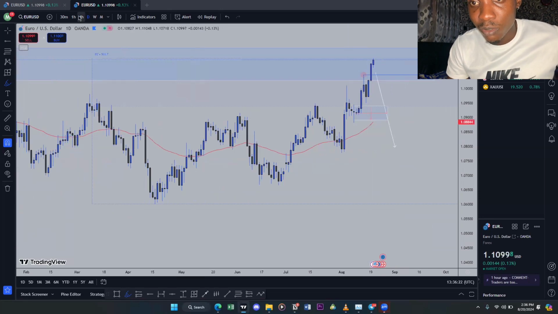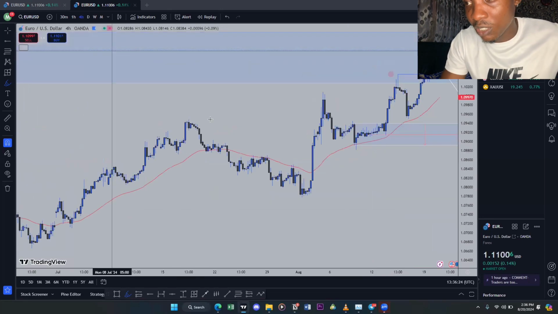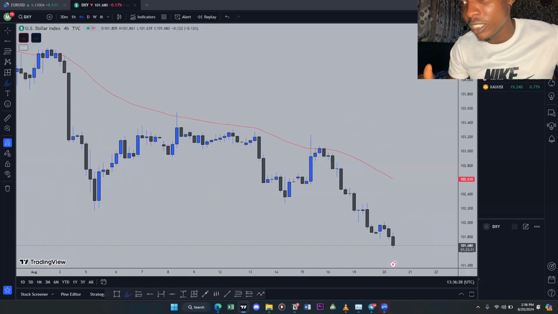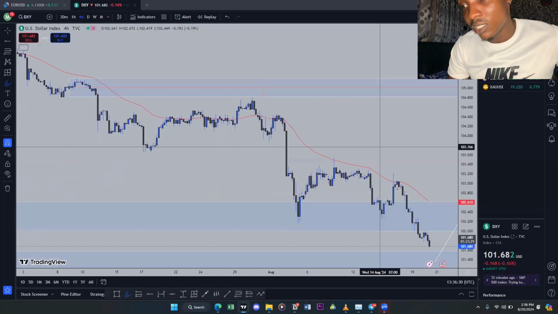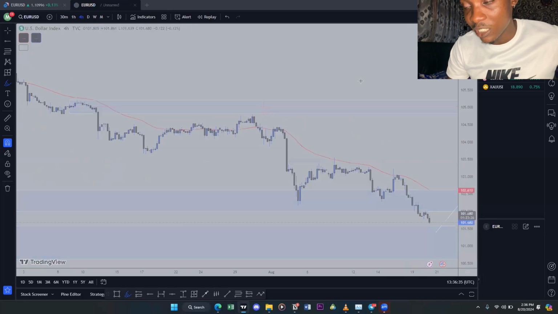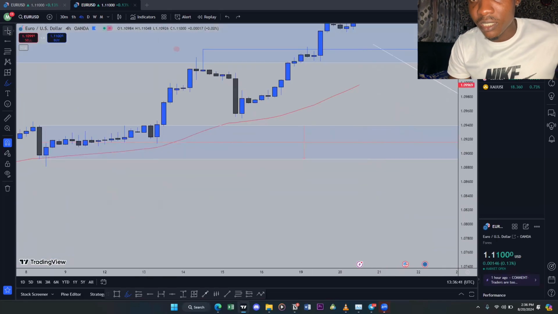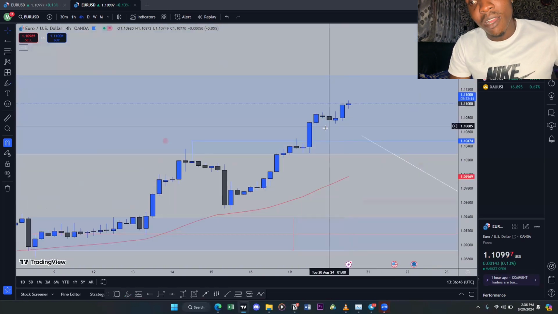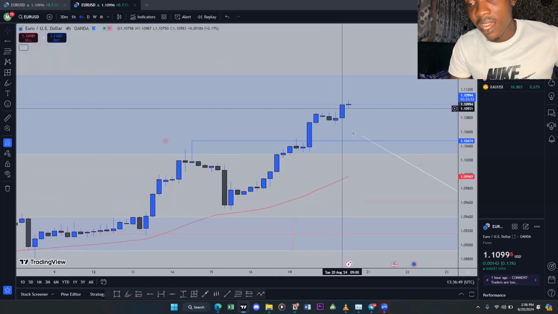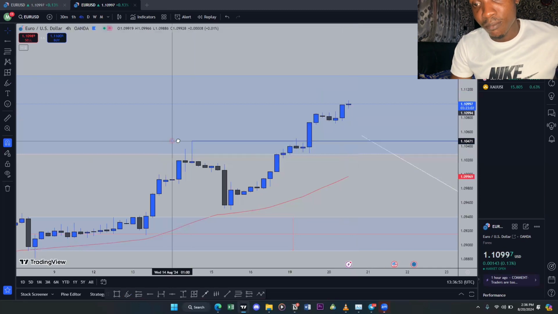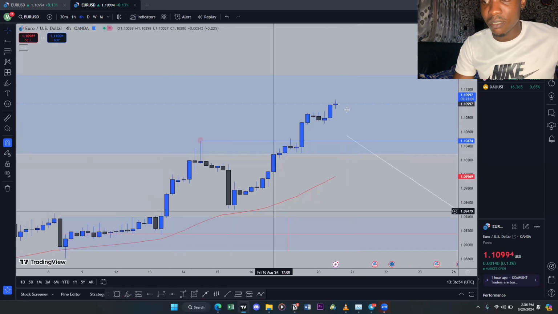Today I'm not going to be taking any position on EUR/USD until I start seeing, firstly, price trading into the demand area here. When price trades into this area, then I'll be really interested. You can see how price is creating highs and higher lows. I have to start seeing price break these higher lows, then I'll be really interested in the market for EUR/USD.